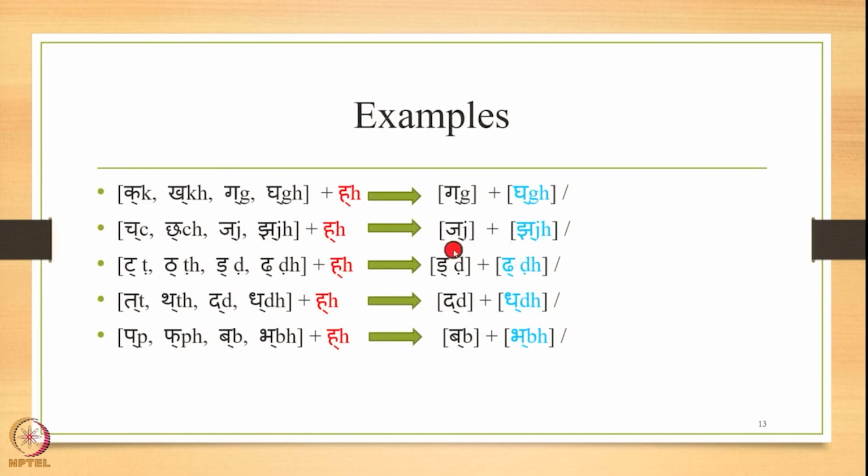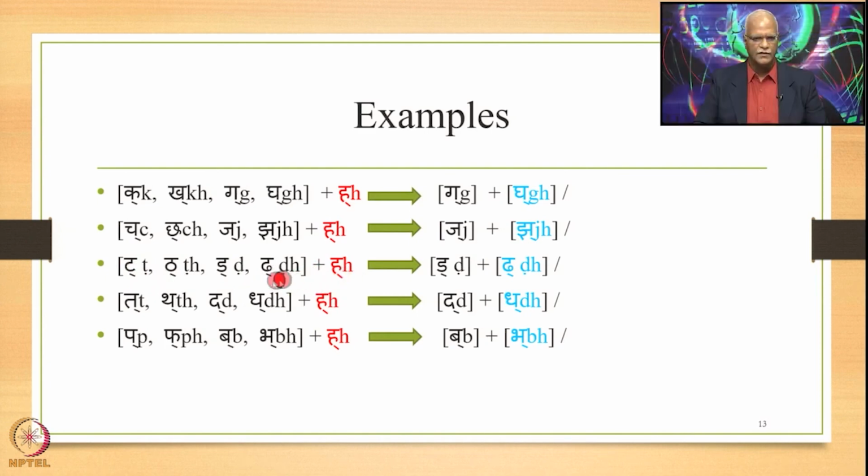So the output generated is ja plus jha. Then we have ta, tha, da, dha as the environment followed by ha, and these ta, tha, da, dha sounds get substituted by d, and this ha is substituted by the fourth class consonant, namely dh, as the output.